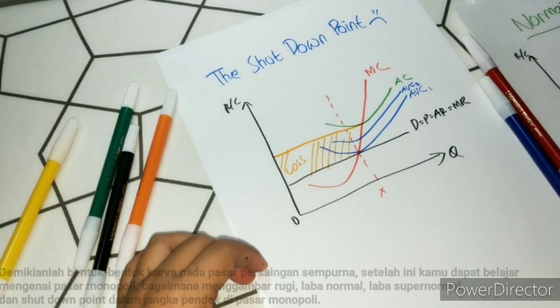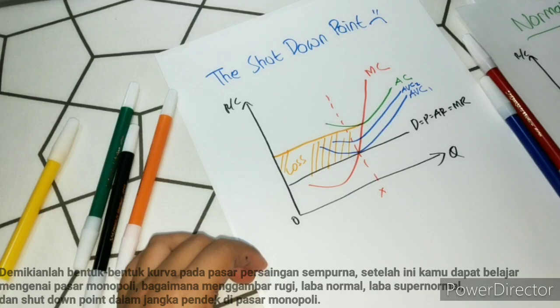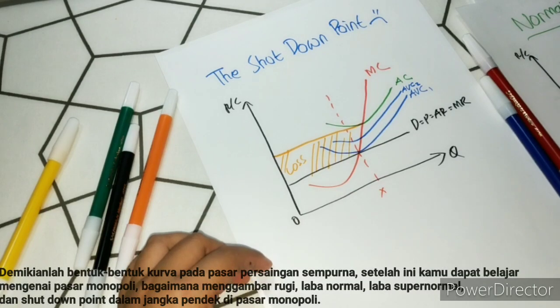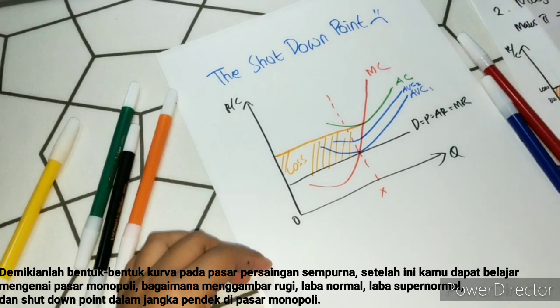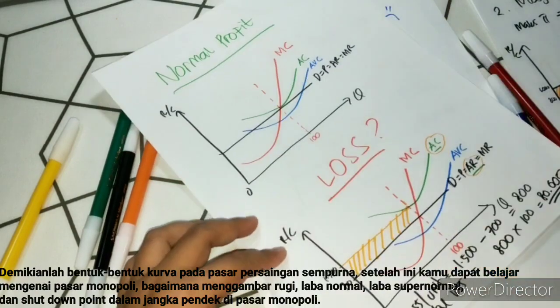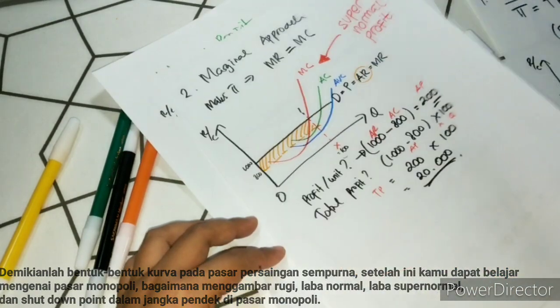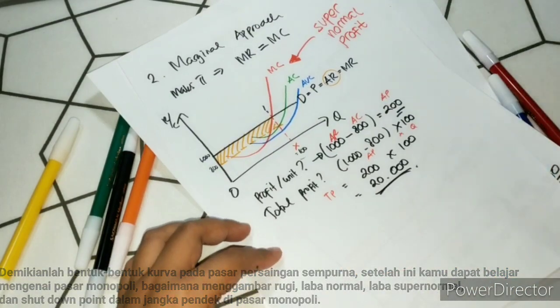Okay, that's all for the perfect competition market. After this, you can study the monopoly market: how to draw the loss, the profit, the supernormal profit, the normal profit, and what else in the short run in the monopoly market.